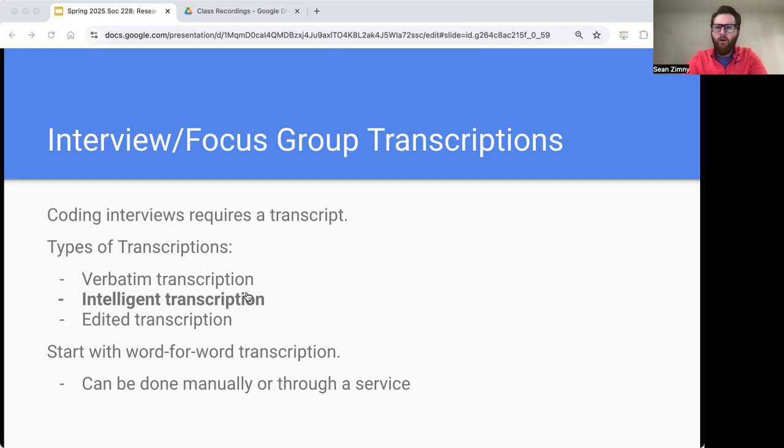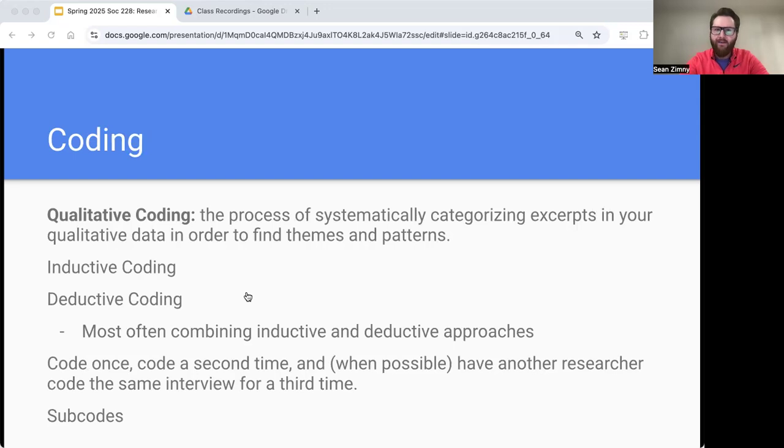Now let's talk about, you've got the transcript now. What do you actually do with it? What's the point? Where does the analysis come in? This is the most important part. We're going to talk about coding, qualitative coding. So qualitative coding is the process of systematically categorizing excerpts from your qualitative data to identify themes, patterns, and key insights. So this involves breaking down large and unstructured data sets, like interview transcripts or even focus group discussions, into smaller, more manageable segments that are grouped under broader concepts.